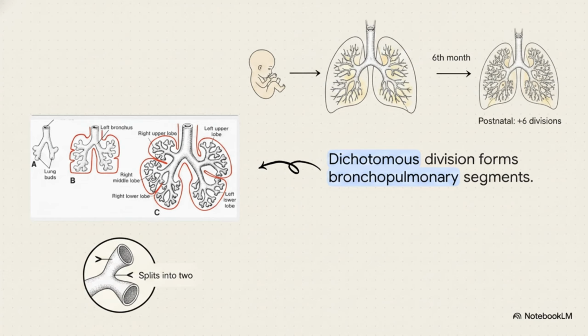Now pay close attention to the timeline here. By the end of the 6th month of prenatal development, about 17 generations of these subdivisions have already formed. But the bronchial tree isn't actually finished yet. Before it reaches its final adult shape, an additional 6 divisions are going to form during postnatal life.